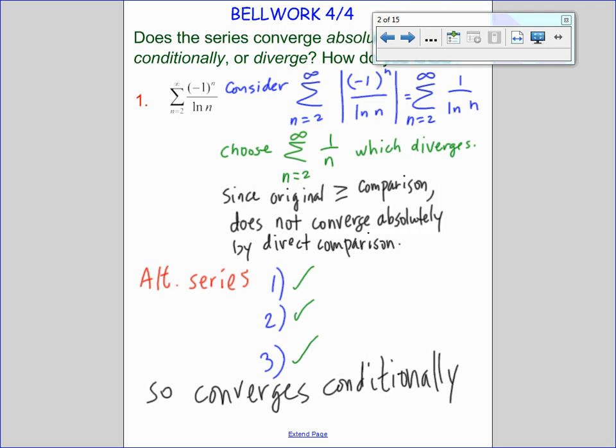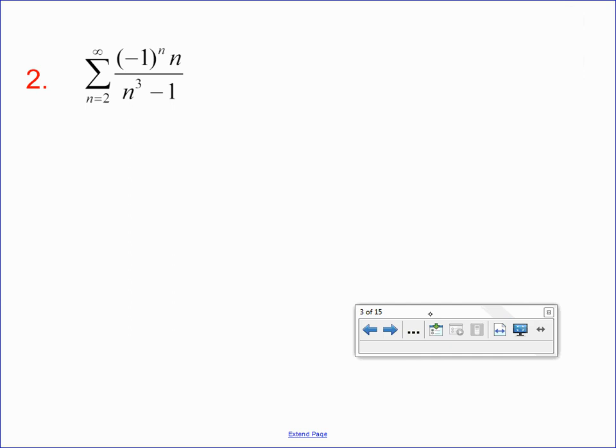Okay, so that was quite the analysis. So raise your hand if you had conditional convergence for number one on your own before we talked about it. That's great. All right, let's take a look at number two.